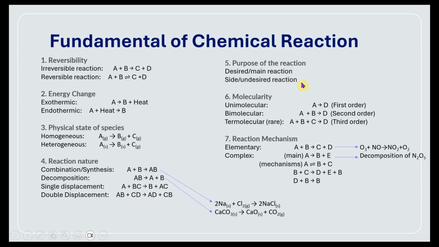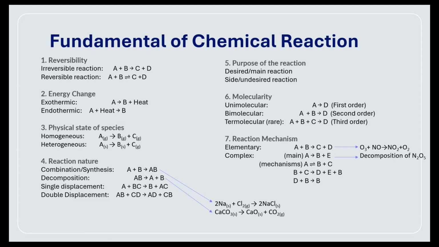Usually we want our reaction to go in the desired direction, but sometimes there will be some side reactions or undesired reactions. The main reason for this phenomenon is that the environment of the reaction, meaning inside the reactor or reactor chamber or something like this, has a higher amount of species that we do not want to be in the reactor.